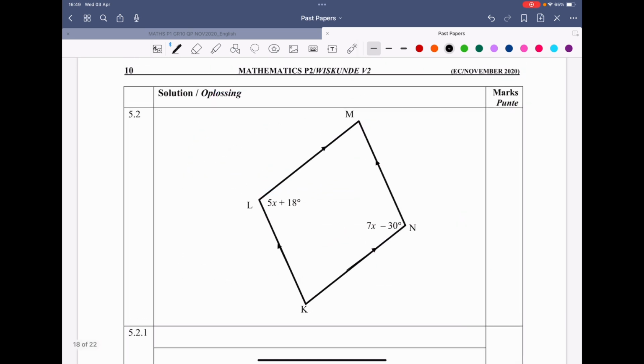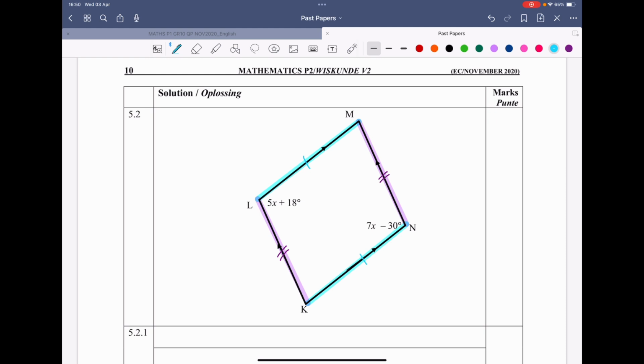Okay, next question, 5.2. I'm given a parallelogram KLMN, and I'm given that angle N is equal to 7x minus 30, and angle L is equal to 5x plus 18. So for the first part, I'm asked to calculate the value of x. So I was told that this is a parallelogram, which means that these are parallel and these are parallel. And in the previous question, we proved that the opposite sides of a parallelogram are equal. So I can say that this is equal in length and this is equal in length.